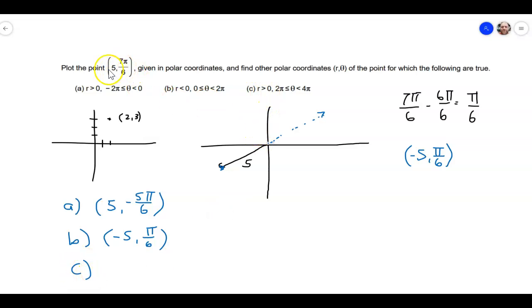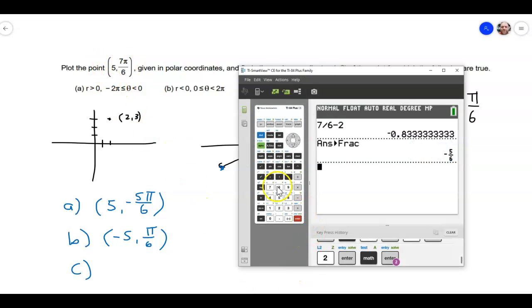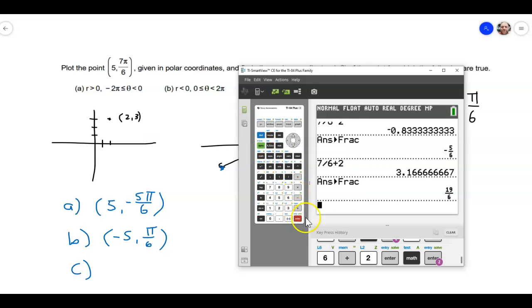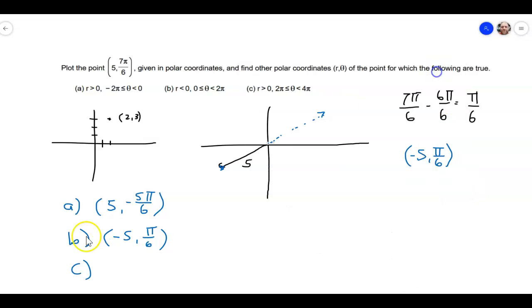And for the last one, we want a positive radius, so we're going to use this one. And we want something between 2 pi and 4 pi. Well, 7 pi over 6 is less than 2 pi, so let's add another 2 pi to that. So if I do 7 over 6 plus 2 and convert that, that's between 2 and 4 pi, right? Because that's 3.16. And convert that to a fraction, that's 19 over 6. So that would be 19 pi over 6, and that would be our answer.